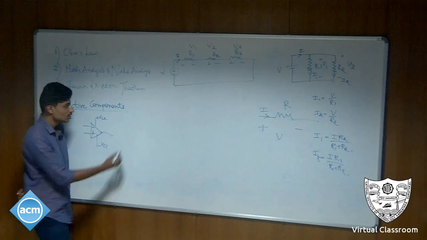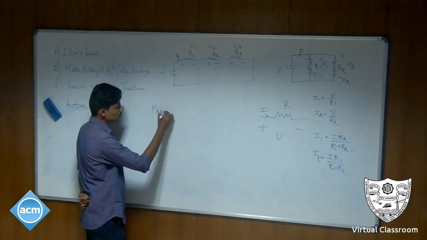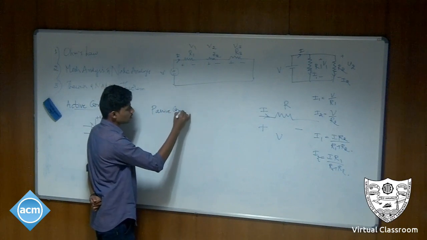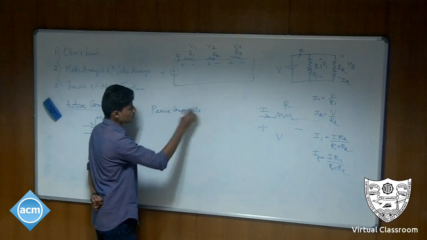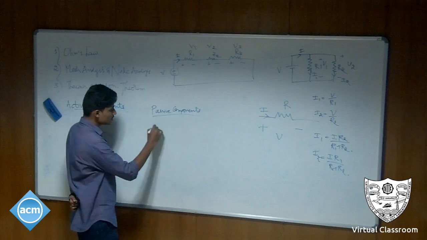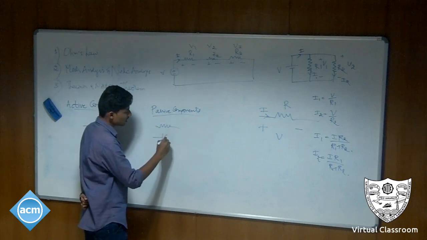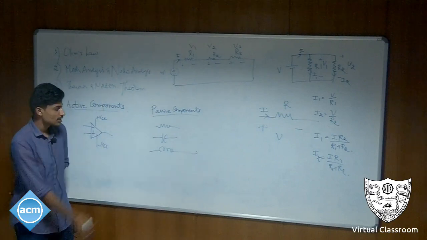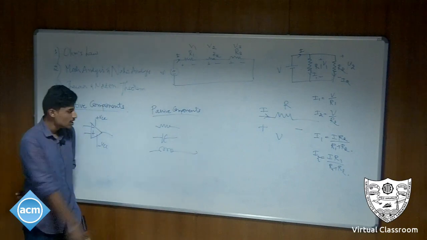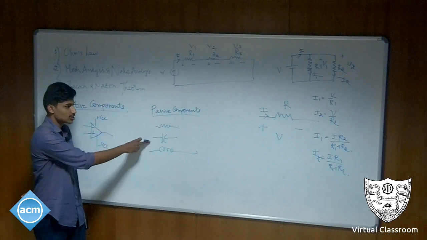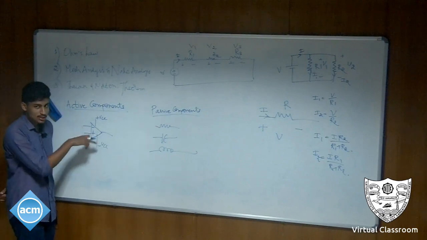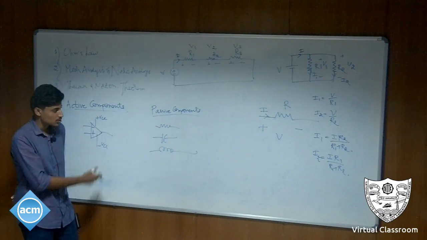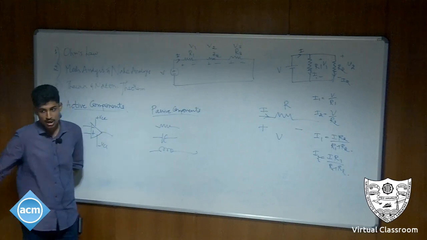Passive components are your inductors, resistors, caps. These are your passive components. They acquire energy from other energy sources. Like when you connect a cap to a voltage source, it acquires energy from it. An active component has its own energy source. So this is the difference between an active component and a passive component.